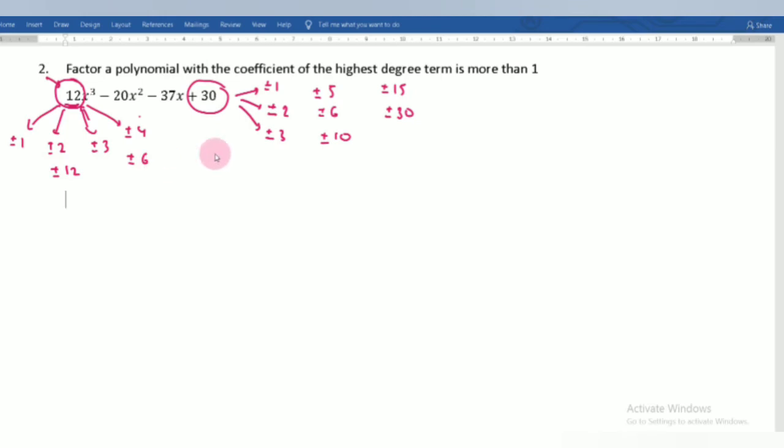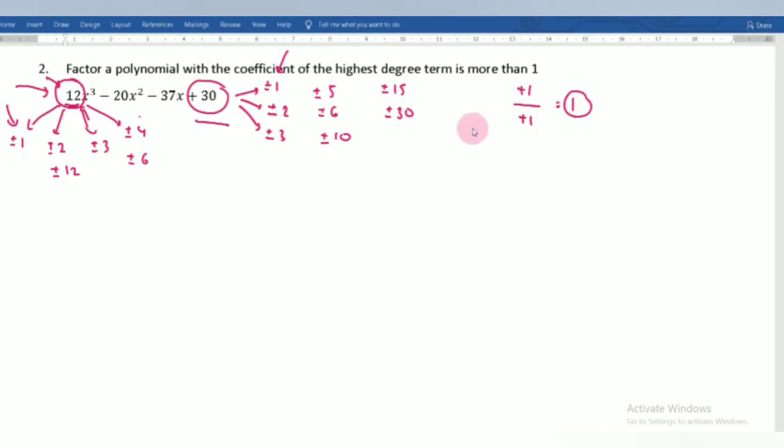Okay, so the candidates that you need to check one by one by putting them into this polynomial: the first one is a factor of the last term divided by a factor of the first. Let me give you an example. The first factor that I picked from the last term is plus 1, divided by the first factor, from the coefficient of the first term, which is plus 1, which is 1. So this is the first number that I can check.